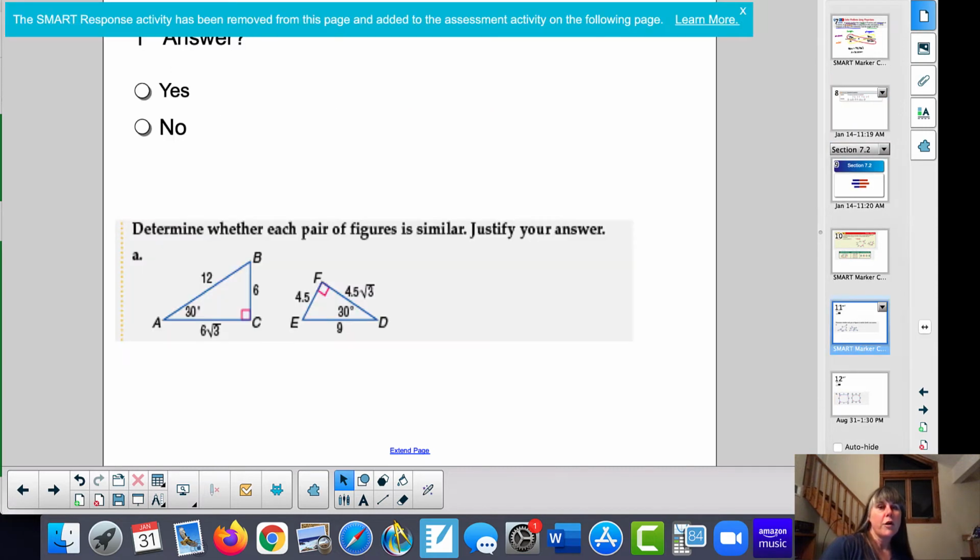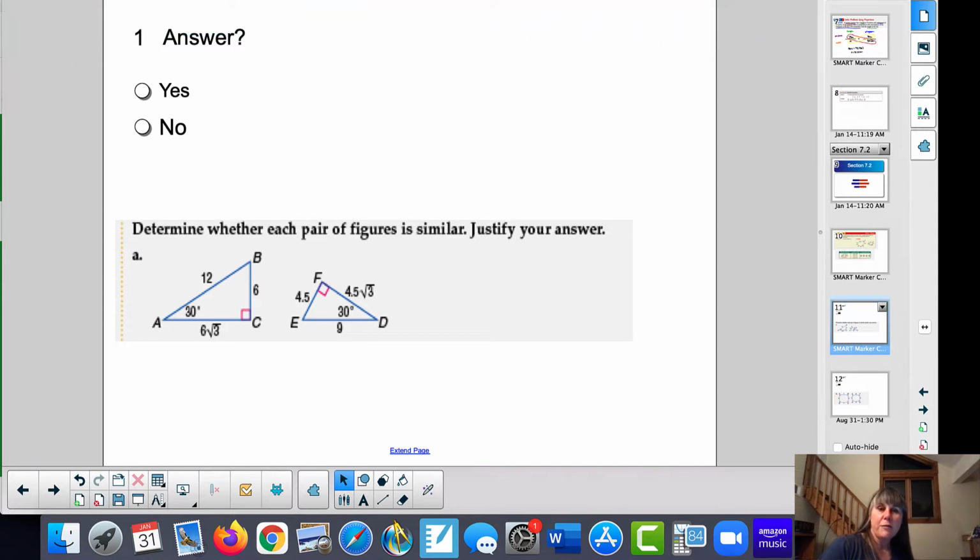All right, then I went over the similarity of polygons. You can tell if polygons are similar if all their corresponding angles are congruent, and in this particular case that's true. The two 30-degree angles are congruent, the two 90-degree angles are congruent, and so we know that the third pair of angles has to be congruent because they add up to 180. So it checks off that all the corresponding angles are congruent. And then we need to look at the sides.